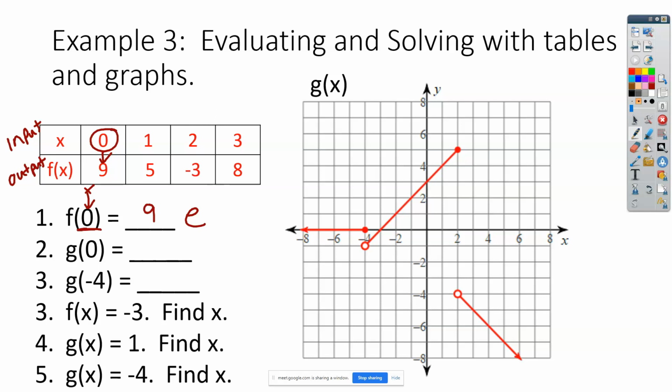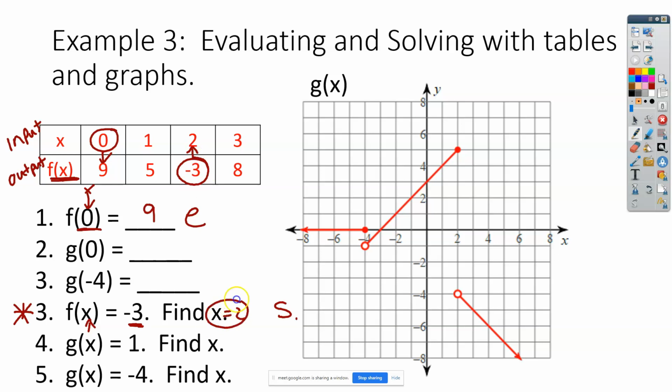Let's go ahead and jump down to this number here. I don't know why I've got two 3s, but let's go ahead and jump down here to the second number 3. In this case, this is an example of solving. So I'll put an S there for solving because for this one I'm giving you the output and I'm asking for the input. Okay, so for this one, I'm going to look for where f of x equals negative 3, and then I'm going to look for the input that goes with that, and the answer is 2.